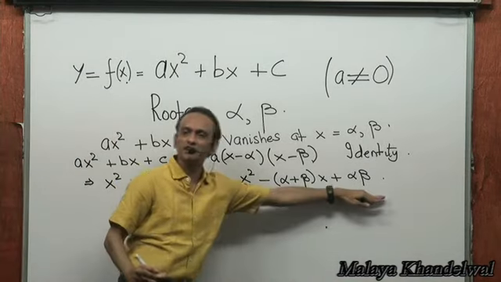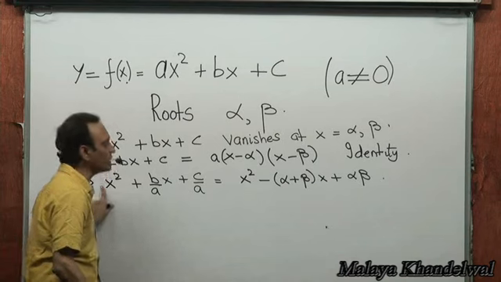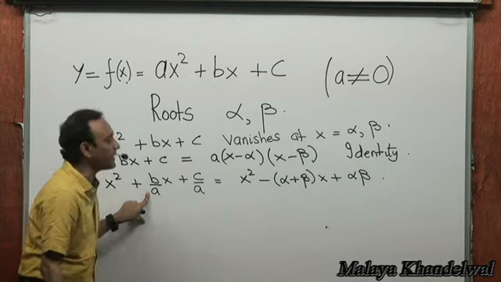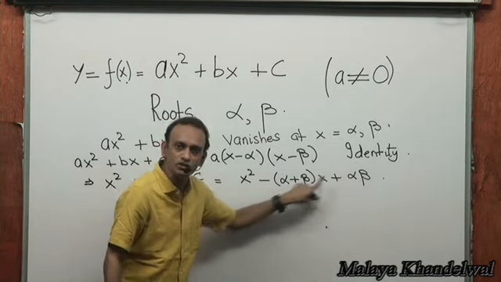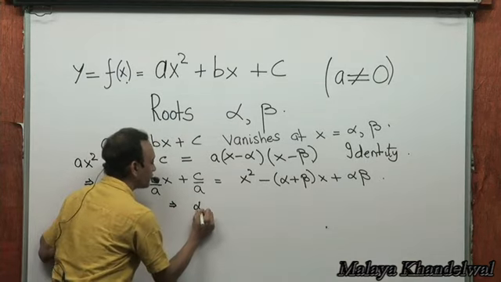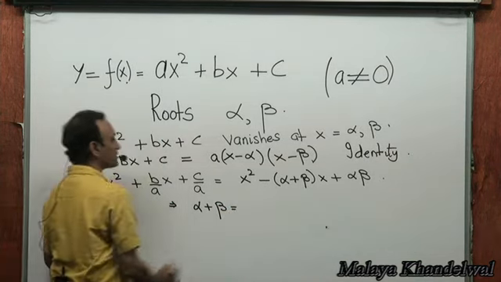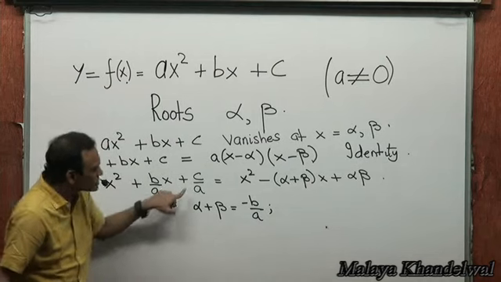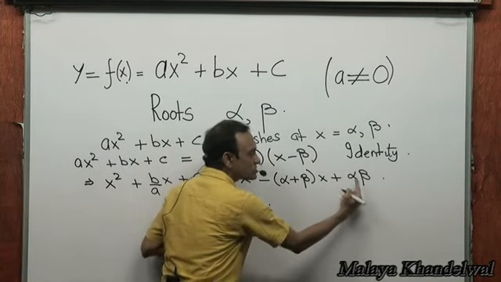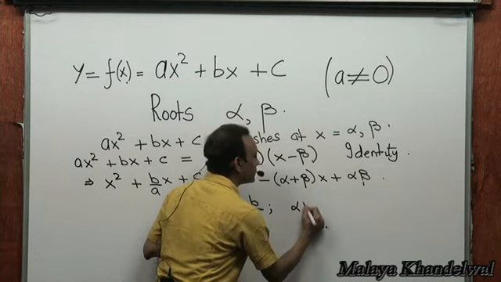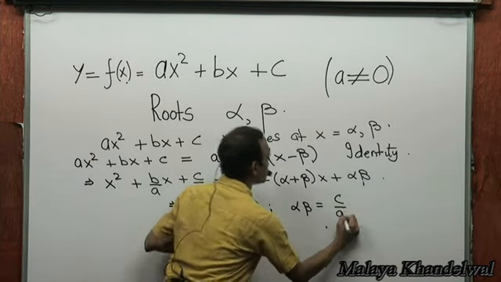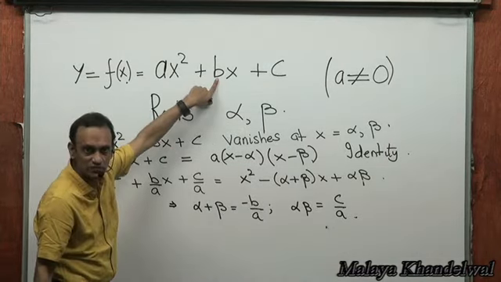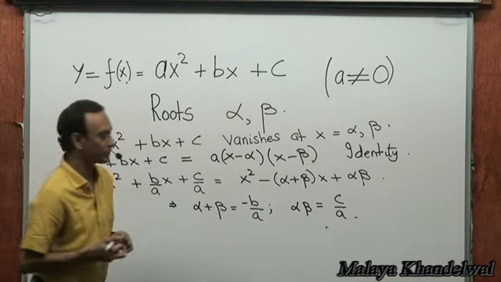So this expression will be identical to this expression. Coefficient of x squared is 1 on the left hand side, coefficient of x squared is 1 on the right hand side. Coefficient of x on the left hand side is b by a, coefficient of x on the right hand side is minus of alpha plus beta. By equating the coefficient of x on both sides, alpha plus beta must be minus b by a, right? What's the constant term on the left hand side? c by a. What's the constant term on the right hand side? Alpha beta. That means alpha beta must be c by a. So the sum of the roots of a quadratic is minus b by a, and the product of the roots is c by a, right?